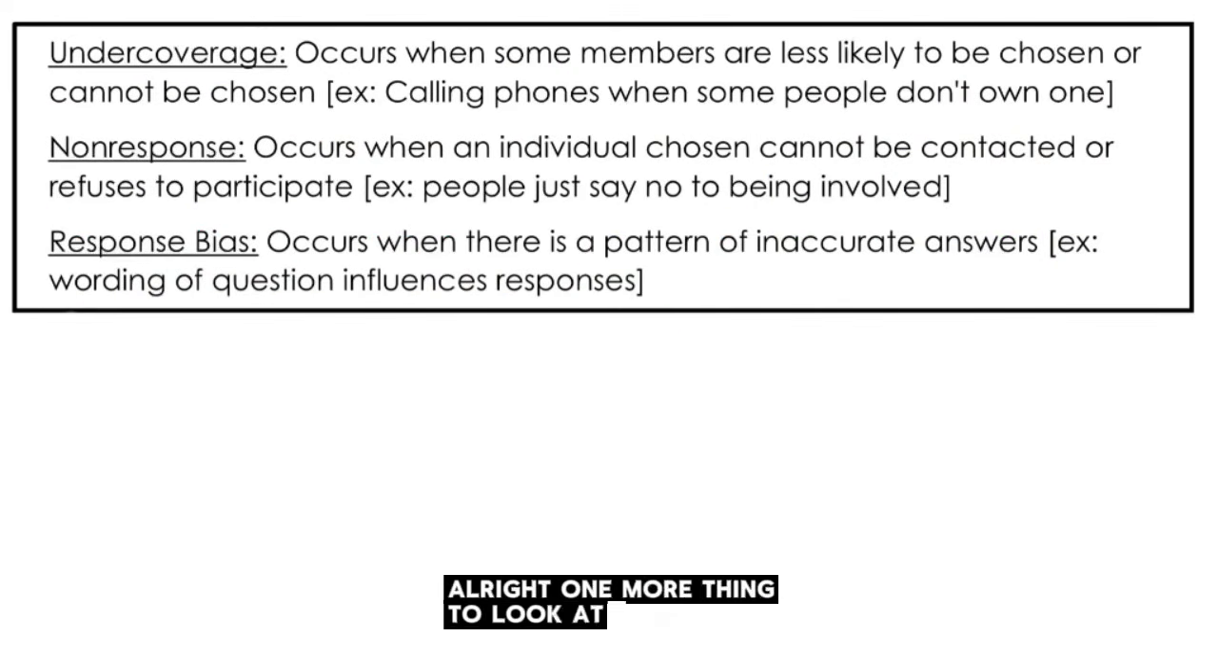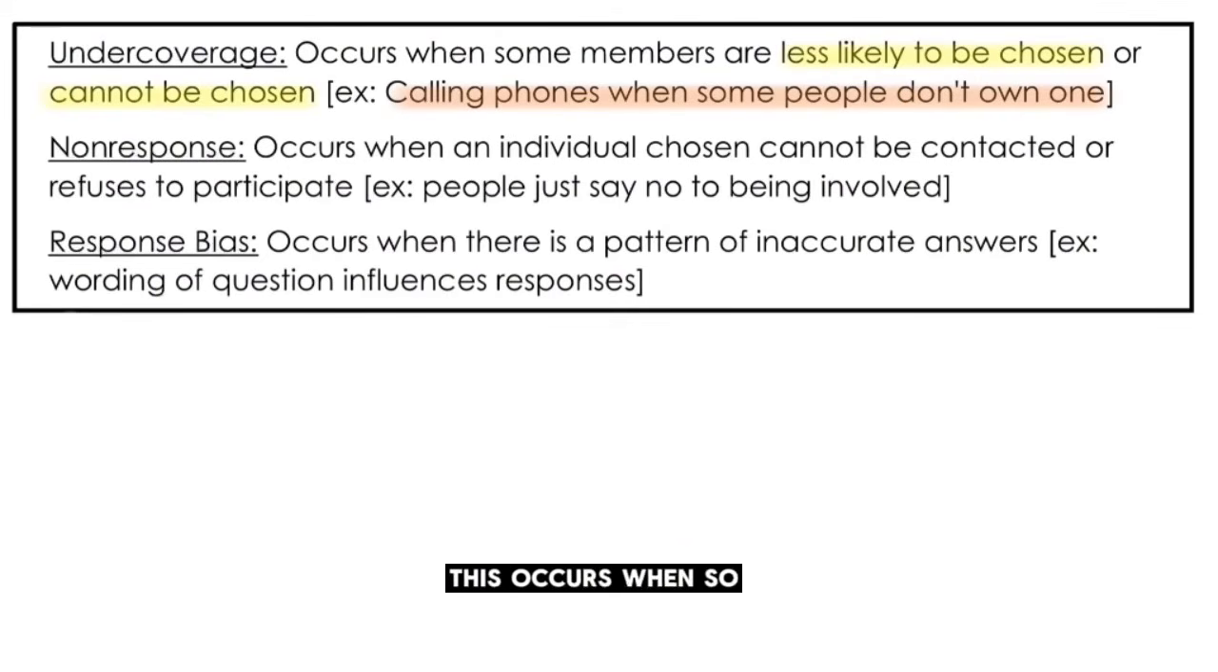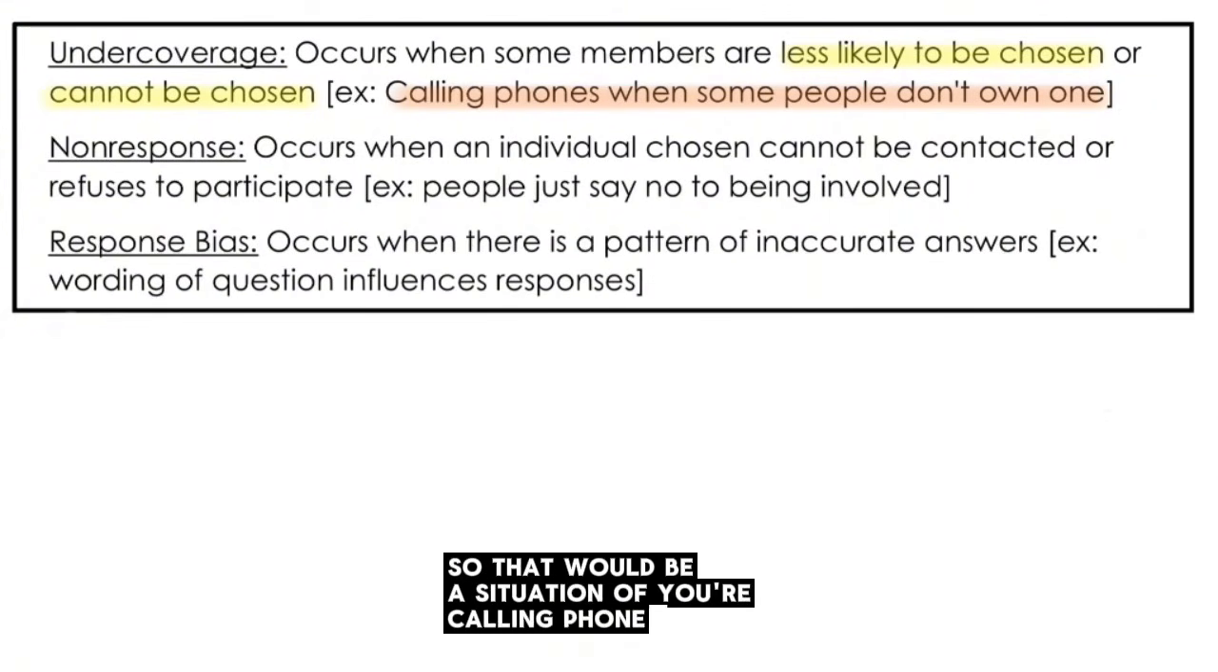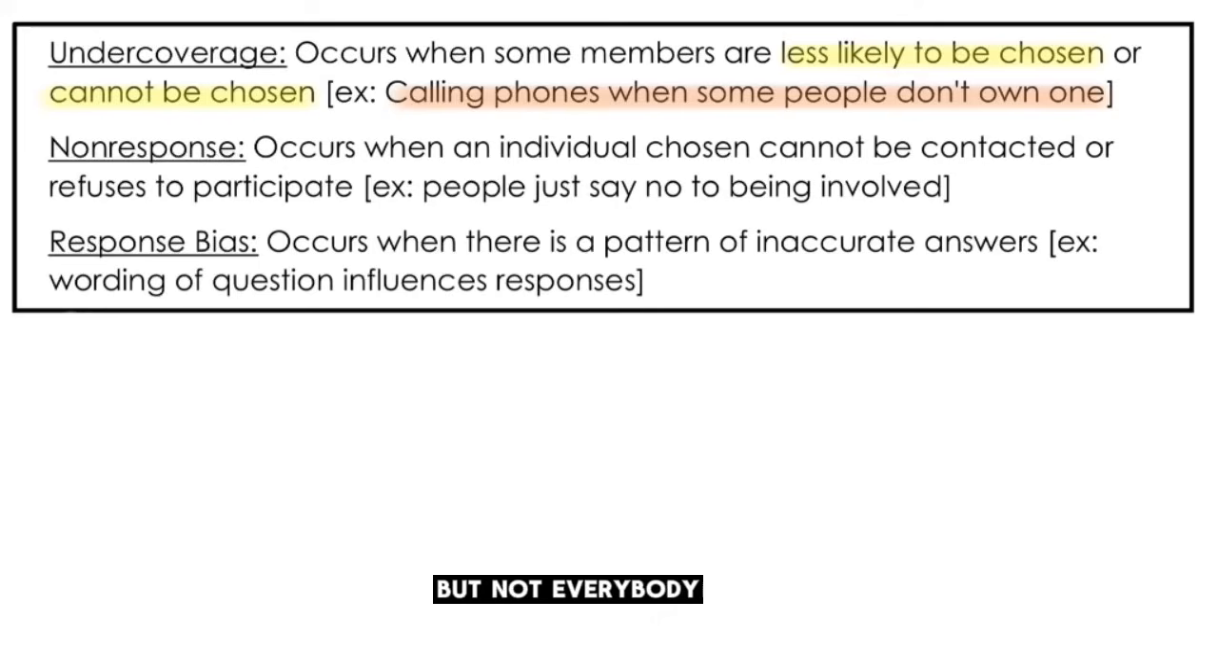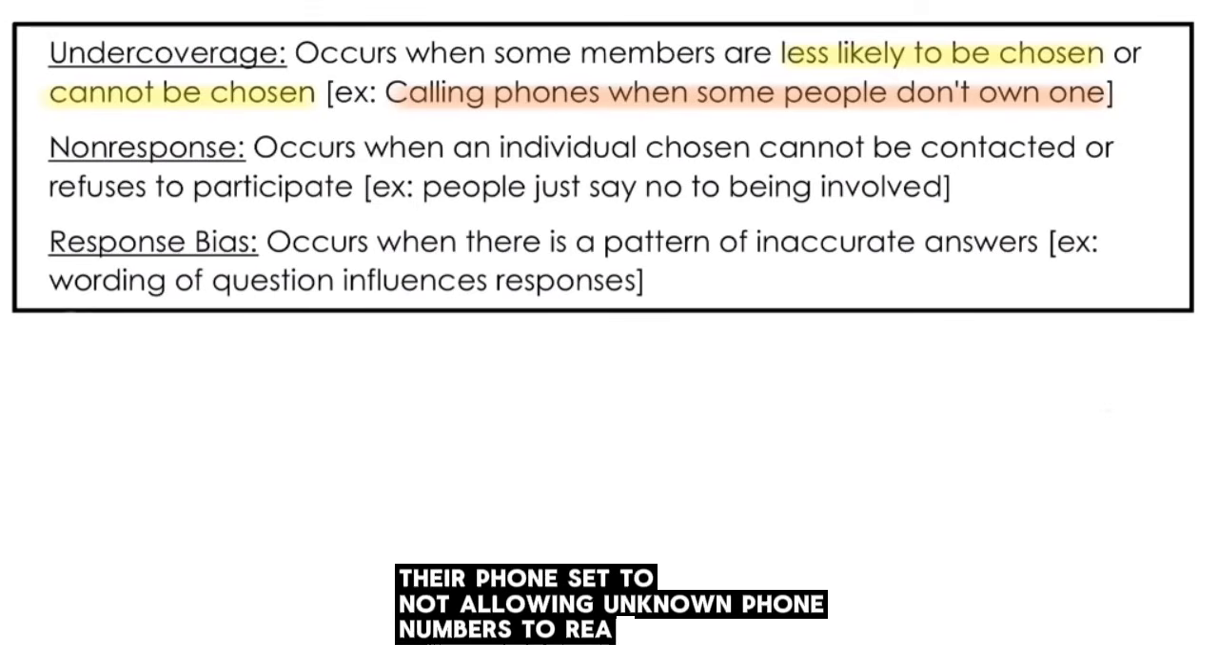All right, one more thing to look at, or three more vocabulary words and one more practice problem to look at. We have another concept called undercoverage. This occurs when some members are just less likely to be chosen, or they can't be chosen. So that would be a situation of you're calling phones to take a survey, but not everybody might actually own a phone, or maybe they just have their phone set to not allowing unknown phone numbers to reach them.